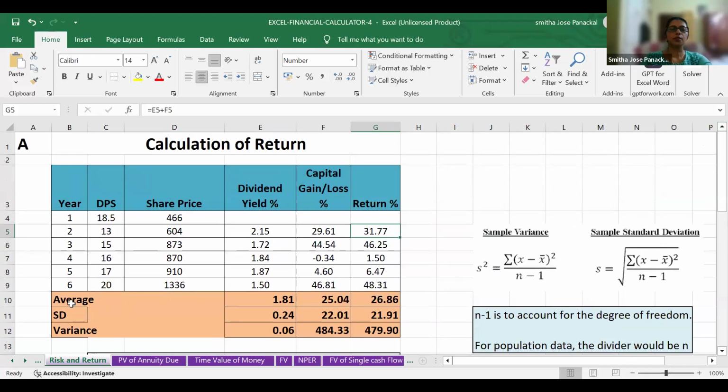Then you can have average also, average return. You can find the average for dividend yield, capital gain yield, and for total return also, because you have an investment for 5 years, right? So you can do it like this.